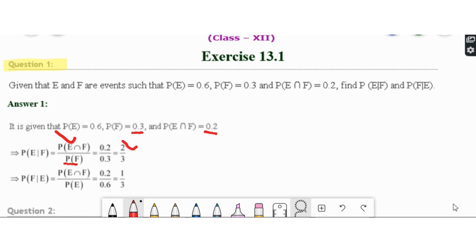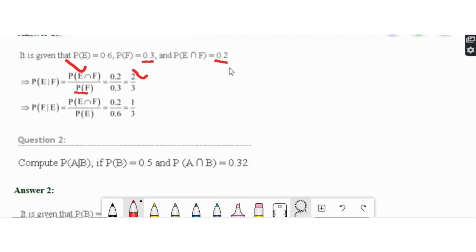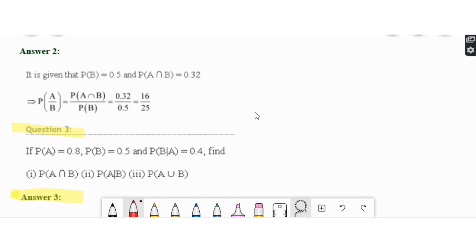Similarly, you can calculate question number 2. F upon E, same directly. Question number 2 is similar.